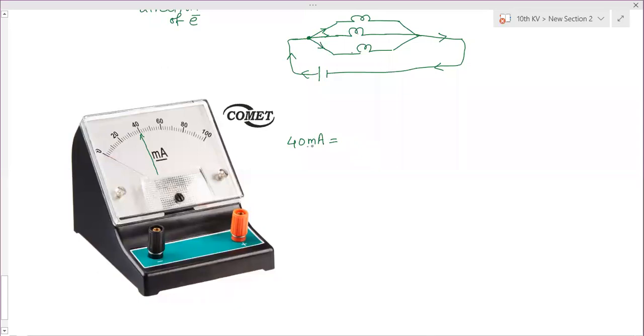You got the milli. Milli means? The conversion from milli to base unit is 1/1000. So 40 milliampere is 40/1000 amperes. So it is 0.04 ampere of current flowing through the circuit.